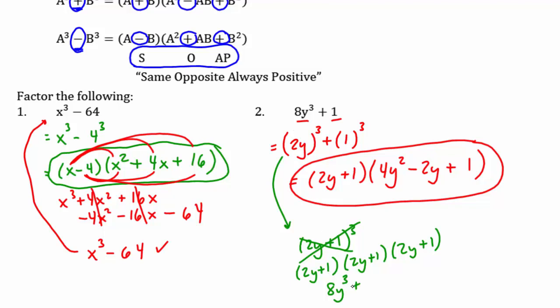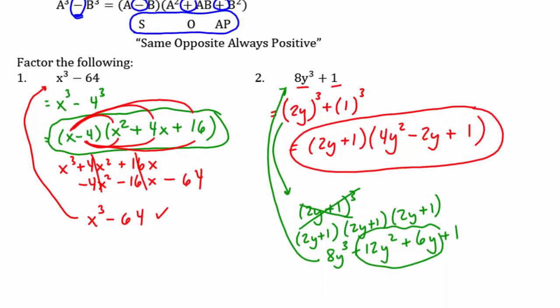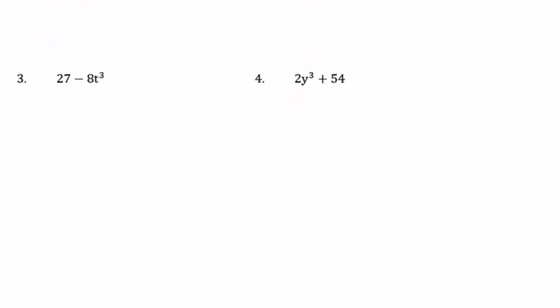But then your next term would be plus 12y squared, and then it'll be plus the 6y, and then it'll be plus 1. See, these middle two terms are not what's in the original problem here. So again, when you look at this sum of cubes, you must use this technique in order to work with this factorization. Let's look at numbers 3 and 4.